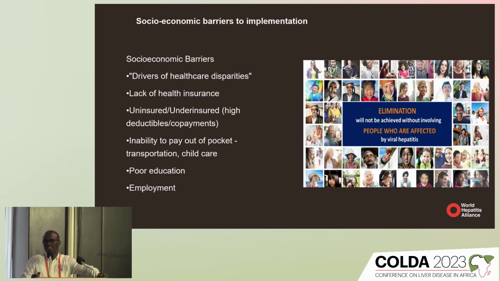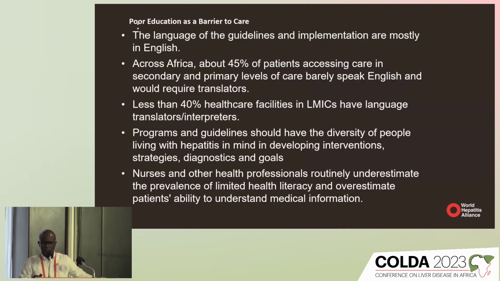So in most communities, we have challenges about out-of-pocket payments and uninsured populations, underinsured populations, and inability to pay out-of-pocket, transportation costs, childcare issues, poor education, employment. So all of these are factors that bring about disparities or access challenges across LMICs and Africa in particular. Now, poor education as a barrier. The language of the guidelines and implementation are mostly in English, right?